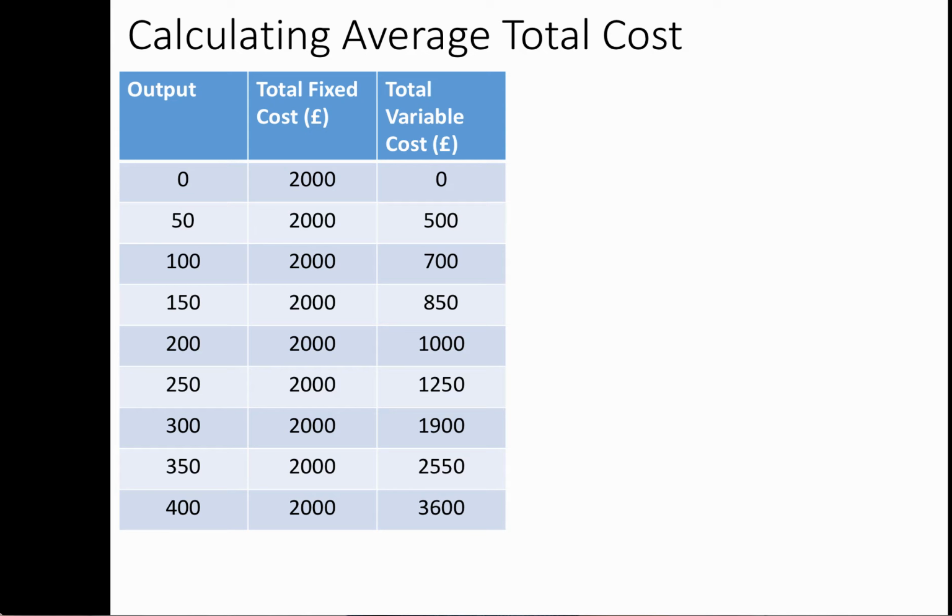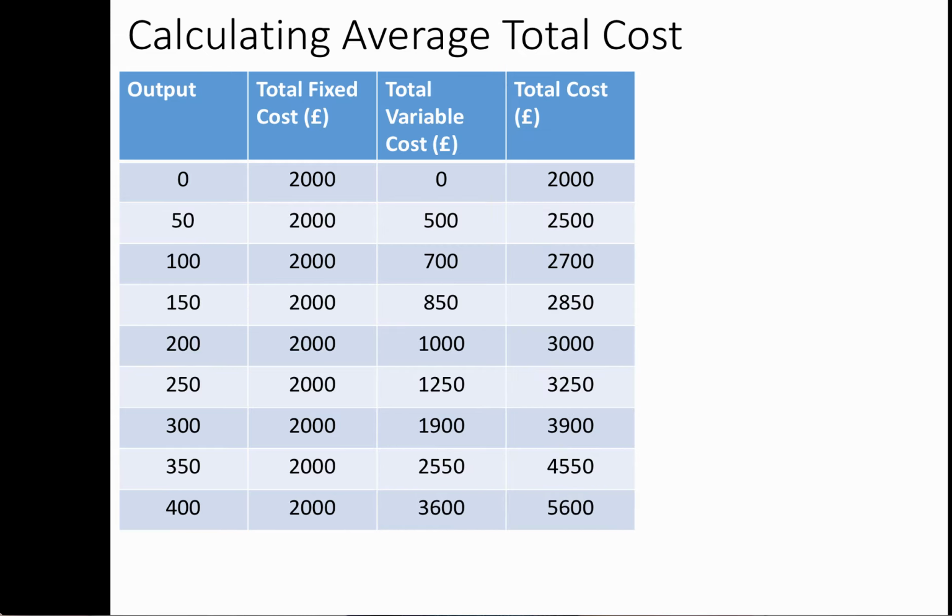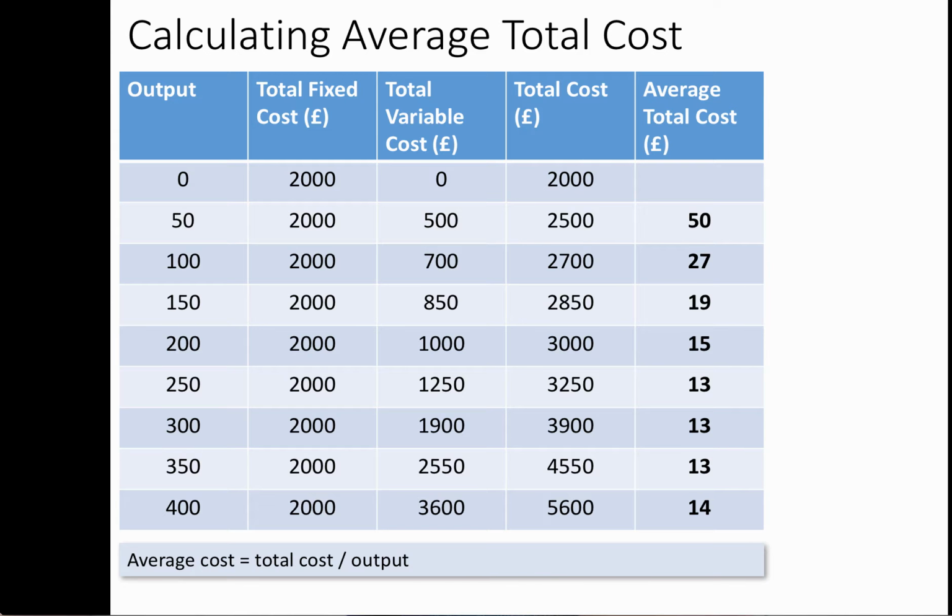Let me add in some variable costs, and these of course are the marginal cost of production, and as output goes up, variable cost is increasing. If we add together total fixed and total variable cost, we get total cost, shown in column 4. And if we divide total cost by output, then we get average total cost. And I've done the calculations there for you.